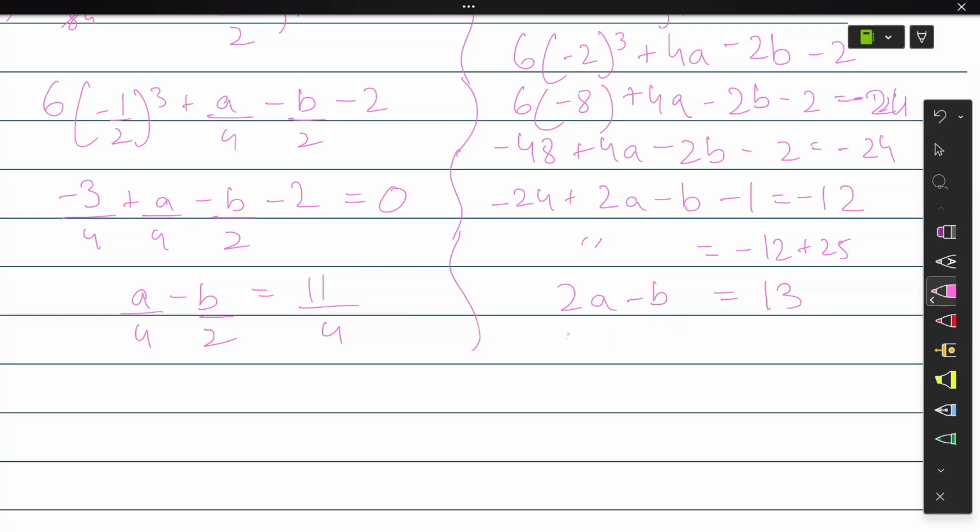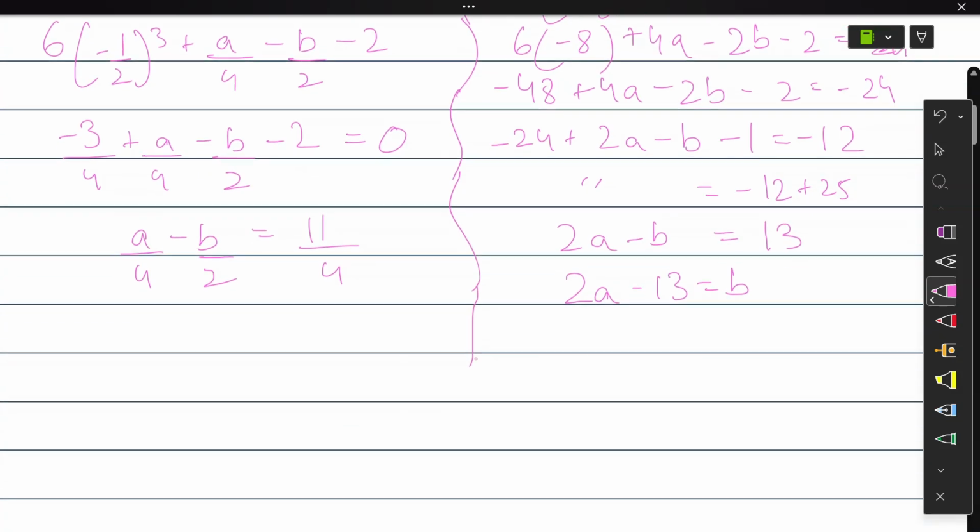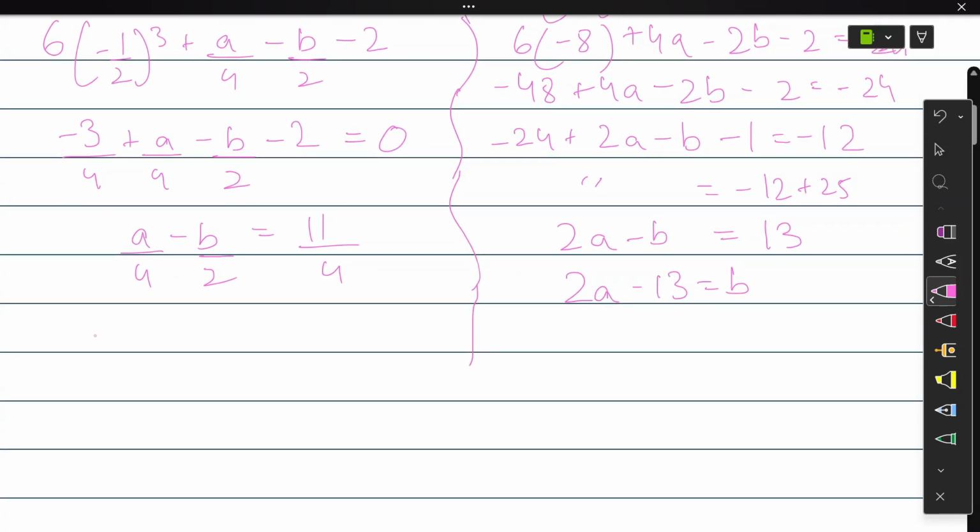So let's make b the subject here. 2a minus 13 equals b. So substituting b, we get a over 4 minus 2a minus 13 divided by 2 equals 11 over 4.